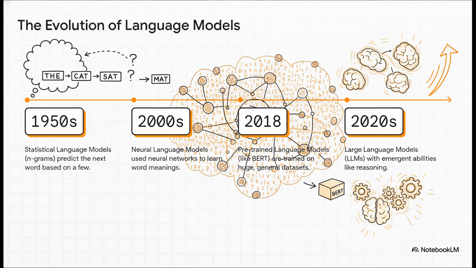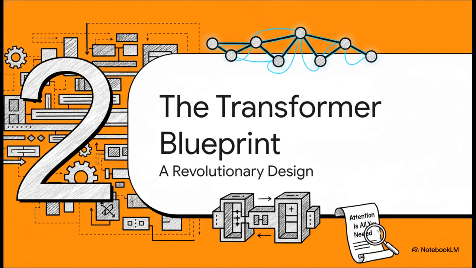Then, in the 2000s, neural networks started to get a feel for what words actually mean. A big jump happened in 2018 with models like BERT. But the massive leap to today's AI came from one thing: unbelievable scale. Making these models huge unlocked skills like reasoning that nobody ever explicitly programmed in. It happened so fast. So what was the spark for that huge jump from 2018 to now?